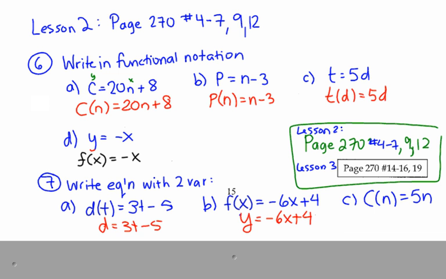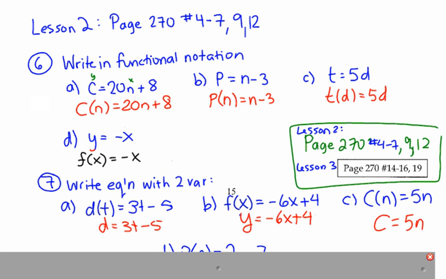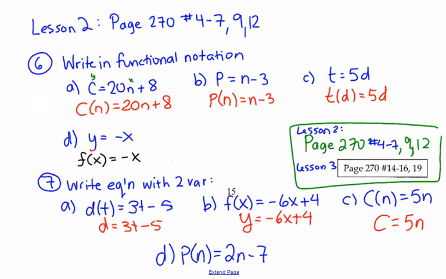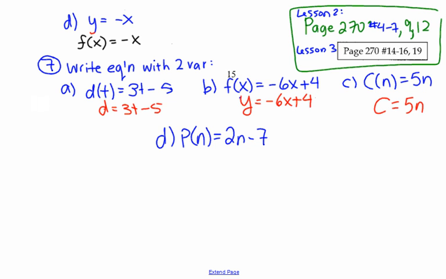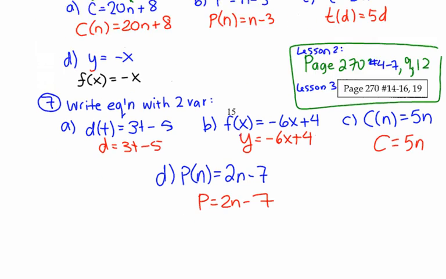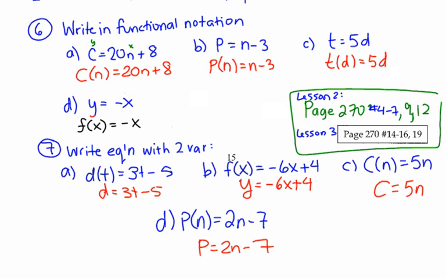Okay, so f of x and y are interchangeable. Any other variables, we just use those variables. So if we're taking this guy out of functional notation, it would become c equals 5n. And the last one, p of n, p equals 2n minus 7. Okay, easy peasy? I love it. Okay, so stop.